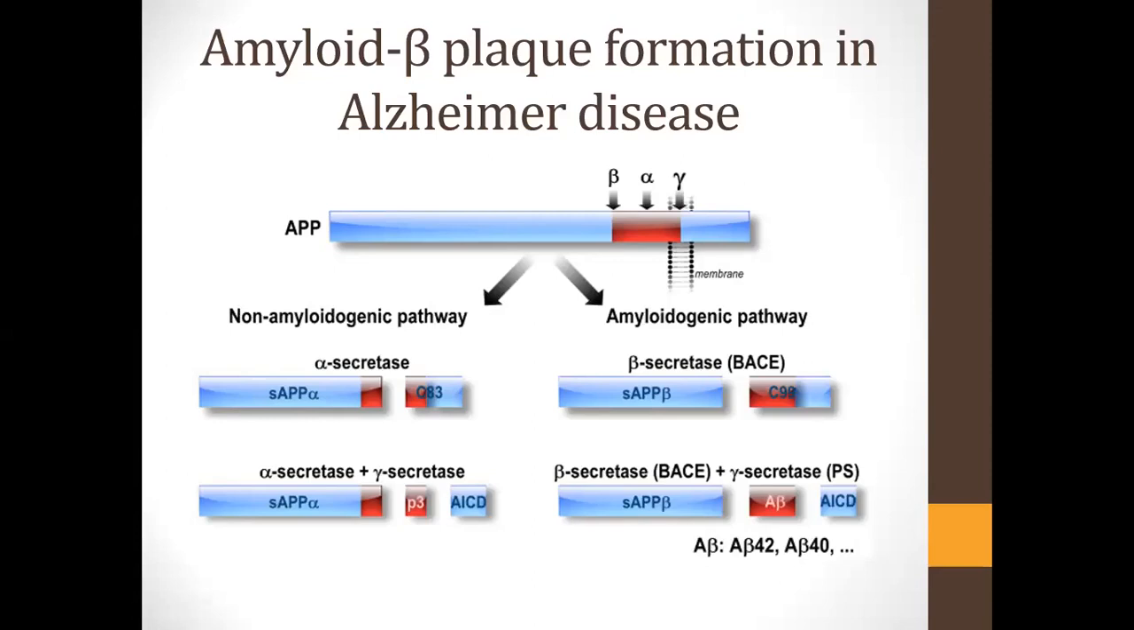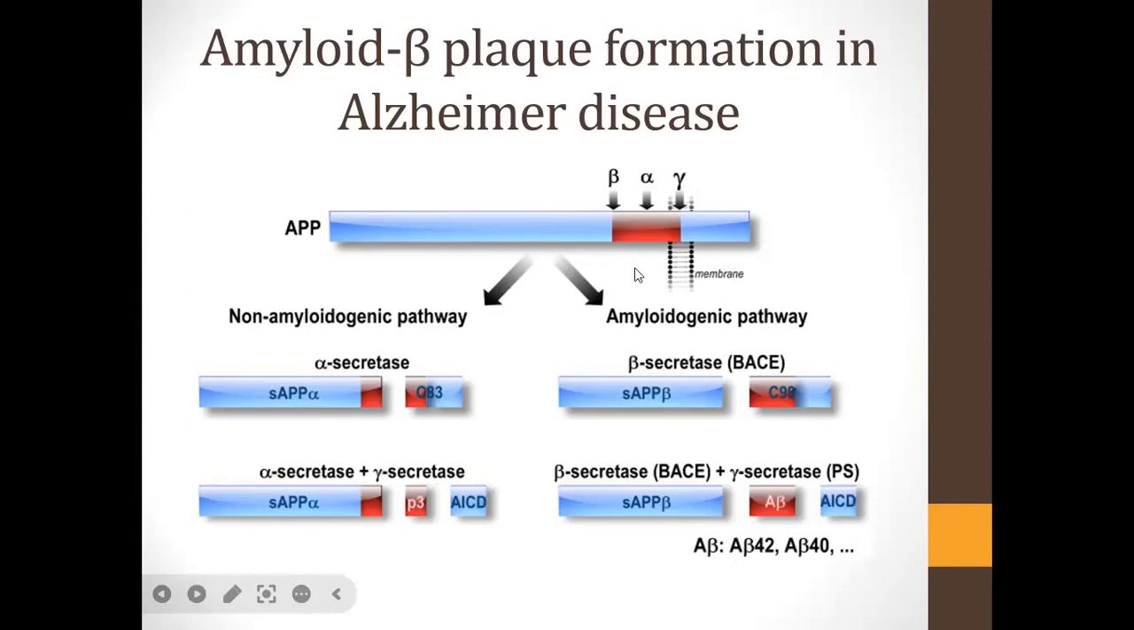So let's discuss the non-amyloidogenic pathway, which predominates in physiological conditions. So we have this protein, and the alpha secretase will cleave at this site, and then gamma secretase will cleave at this site, producing three fragments: APP alpha, P3 fragment, and AICD. These are soluble fragments and non-neurotoxic.